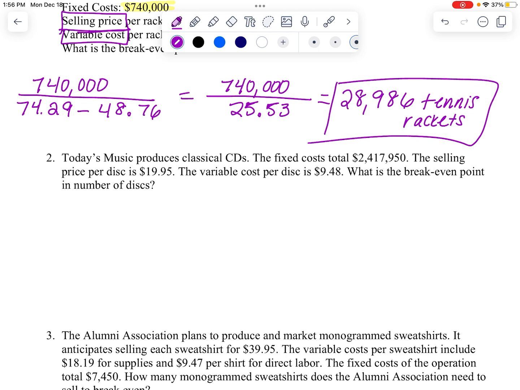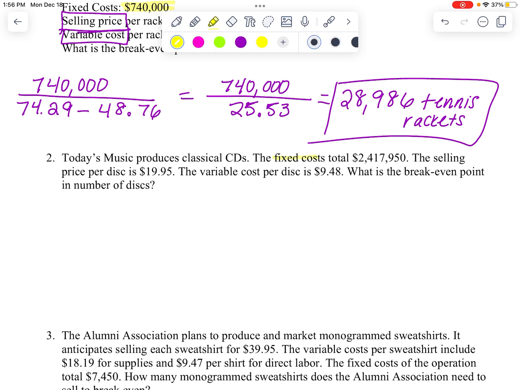So number 2 says, Today's Music produces classical CDs. The fixed costs total $2,417,950. The selling price per disc is $19.95, and the variable cost per disc is $9.48. What is the break-even point in number of discs? So, I mean, these are really pretty straightforward. They give you everything you need.